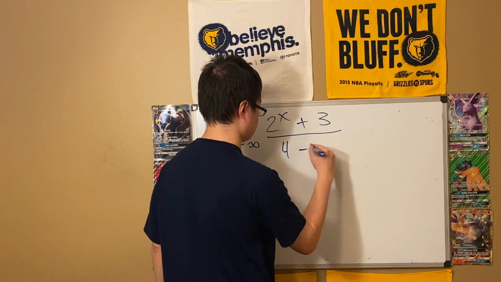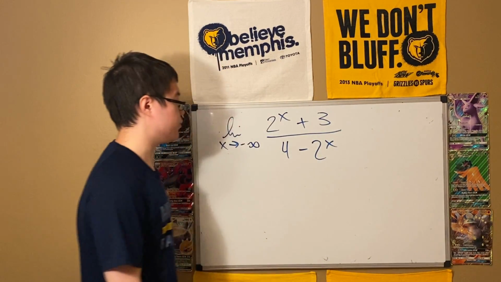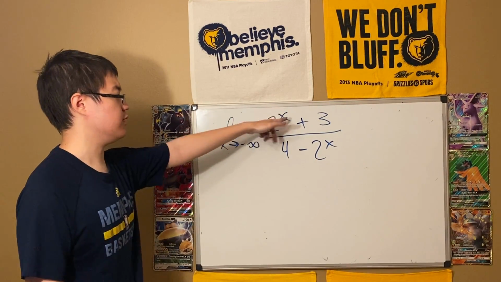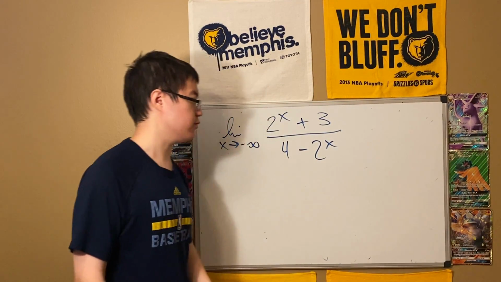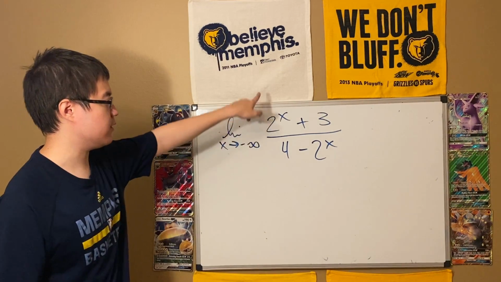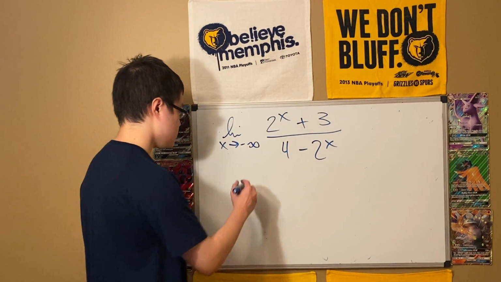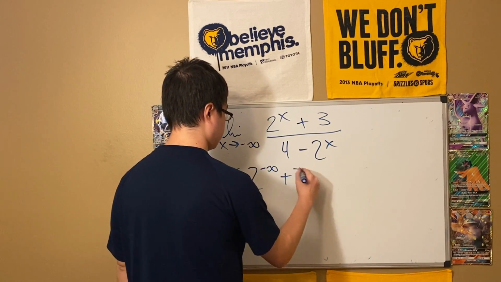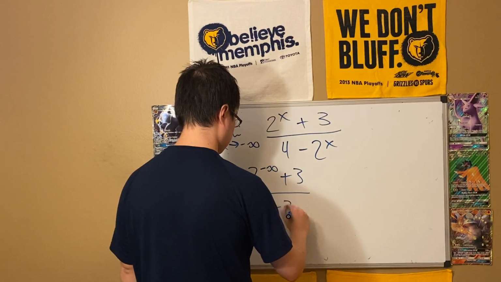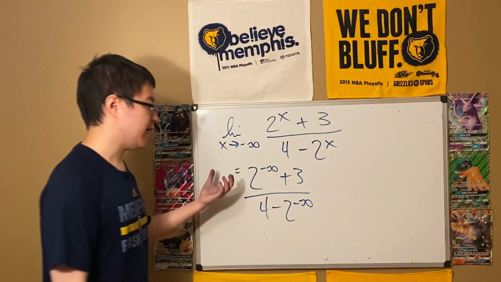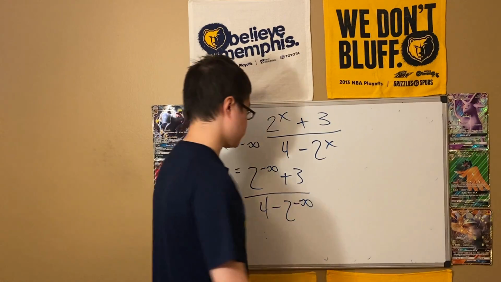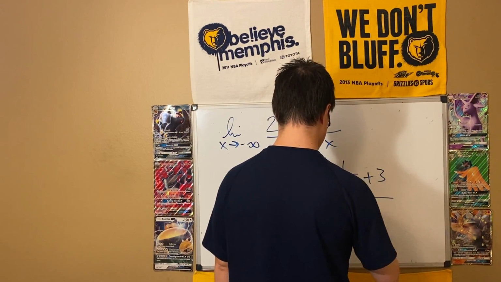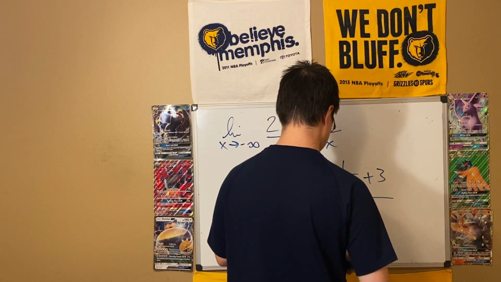So this is going to be 4 minus 2 to the x. This one's going to be very similar to the previous one. So again, instead of x to a number, x squared, we have 2 to the x. So I don't want to apply the same heavy rules. All I'm going to do is plug in negative infinity anytime I have an x. So it's going to be 2 to the negative infinity plus 3 over 4 minus 2 to the negative infinity. Anytime I have something to the negative infinity, I like to write it as a fractional exponent. So it's 1 over 2 to the infinity plus 3 over 4 minus 1 over 2 to the infinity.